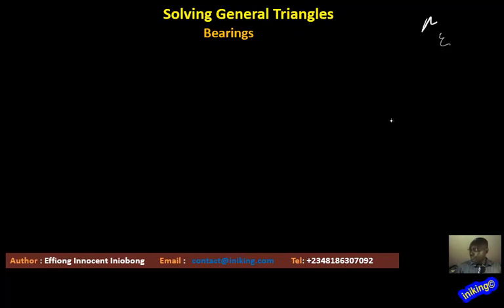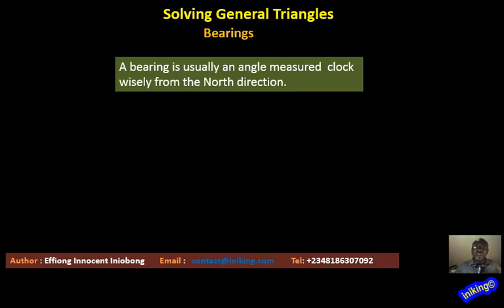Well, bearing is just a means of providing or describing direction from one point to another. You can see it as just a coded language when you want to describe the direction of one point from another point. We'll look at 2 different ways of representing bearings. The first one says that bearing can be represented simply by measuring an angle clockwisely from the north.